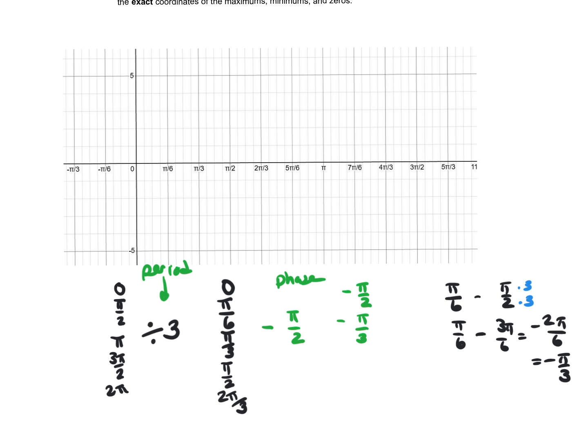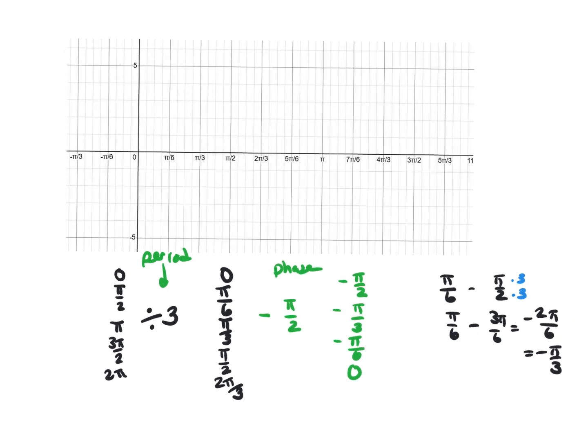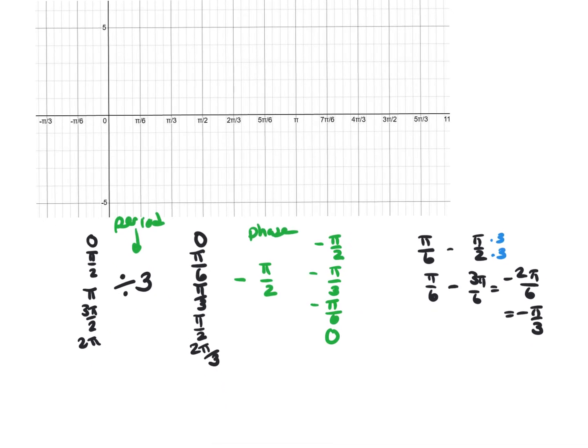We can keep going. Pi over 3 minus pi over 2 is going to be negative pi over 6. Pi over 2 minus pi over 2 is 0. 2 pi over 3 minus pi over 2 for the last one. We'll write that one down. 2 pi over 3 minus pi over 2. Common denominator would be 6. So a 2 here, a 2 here, a 3 here, a 3 here. So 4 minus 3 is 1. Pi over 6.